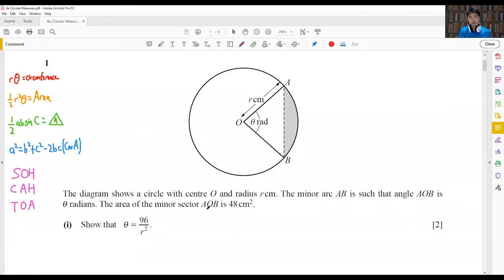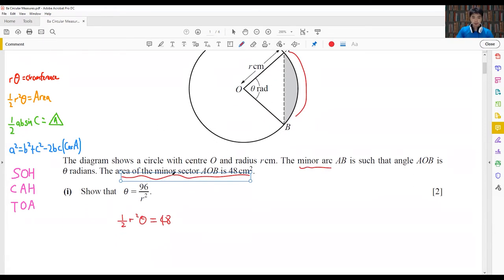Now, since we've been given the area here, I can say that half r squared theta is actually equals to 48. Okay, this is the formula, isn't it? When they say minor arc AB, they're talking about this one here, and it is the minor sector.